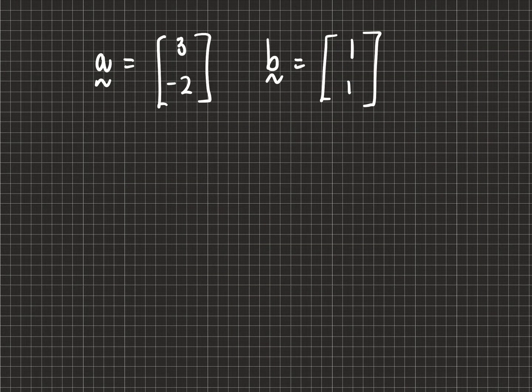Okay, here's another one, and I want you to make sure that you can get this right. What I'm looking for is vector A dot B hat multiplied by B hat. Okay, find that for me. Press pause.